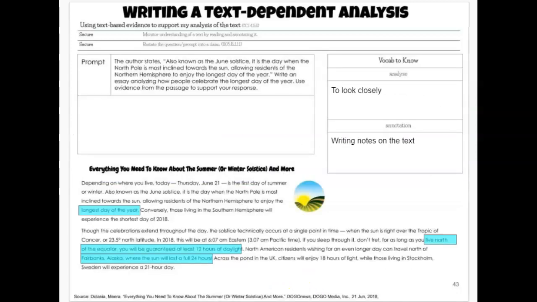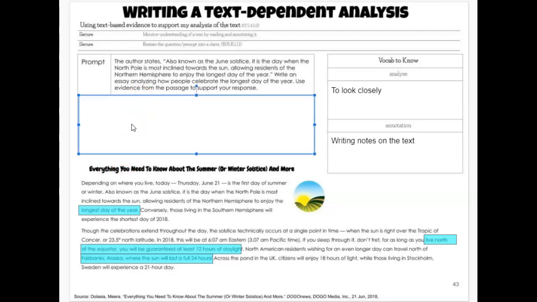So now looking at the prompt. The author states, "Also known as the June solstice, it is the day when the North Pole is most inclined towards the sun, allowing residents of the Northern Hemisphere to enjoy the longest day of the year." Write an essay analyzing how people celebrate the longest day of the year. Use evidence from the passage to support your response.